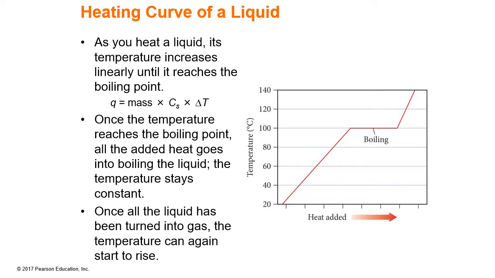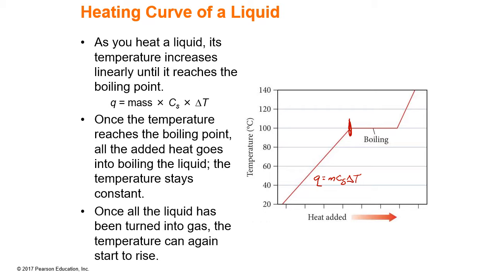We can calculate the amount of heat required in the conversion of a liquid into its gas, but we have to understand a few of the characteristics of heating a liquid first. So as we heat the liquid, its temperature is going to increase linearly until we reach the point where it begins to boil. So to calculate the amount of heat in this linear region, we use the equation Q equals the mass times the specific heat of whatever liquid we're talking about times the change in temperature.